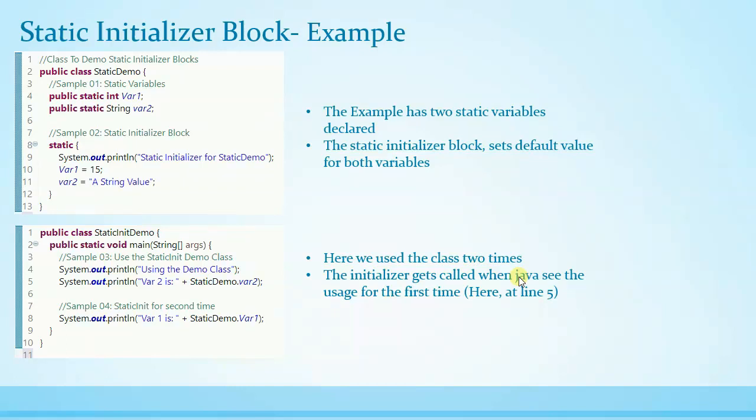It will call it when it sees the usage for the first time. That means when the execution goes to line 5, it knows that there is a usage of StaticDemo. So before executing line 5, it transfers the control to the static initializer block, and it will initialize the static variable that belongs to the scope of StaticDemo. Then it executes StaticDemo.var2, that means it retrieves the value of var2 after the initialization. Next, the execution moves to line 8, and this time it won't initialize. Since it is already initialized, it just retrieves the content of var1 and prints that.